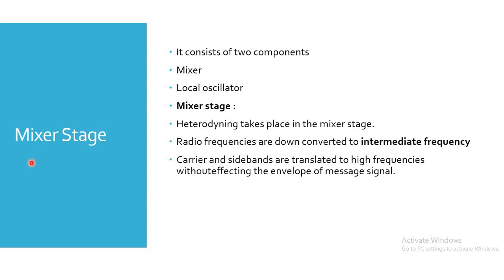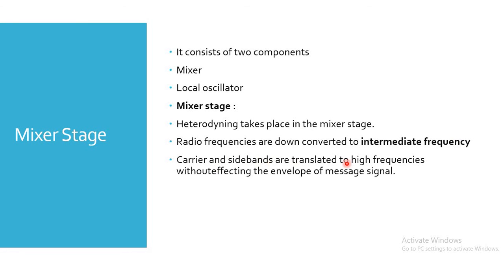Then the output of the amplifier is given to the mixer stage. The mixer stage consists of two components. The first one is the mixer and the second one is the local oscillator. So what is the mixer stage? The superheterodyning takes place at the mixer stage, and the radio frequencies are down converted to the intermediate frequency.